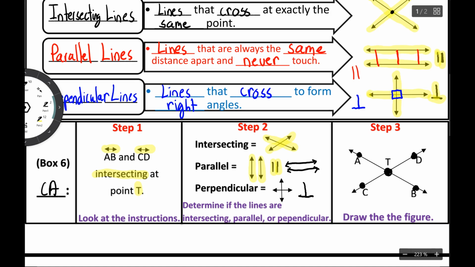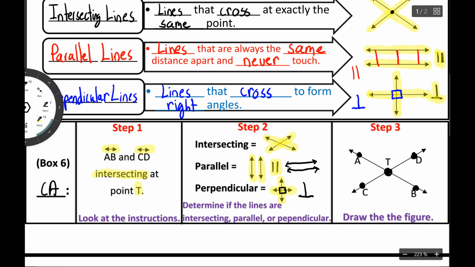And then perpendicular lines are lines that intersect. Remember, they cross, and when they cross, they form those right angles, okay? You can kind of see all the way around. So that's that, okay? And it's telling us in the instructions that it wants line AB and CD intersecting at point T. So now we're going to draw the figure.